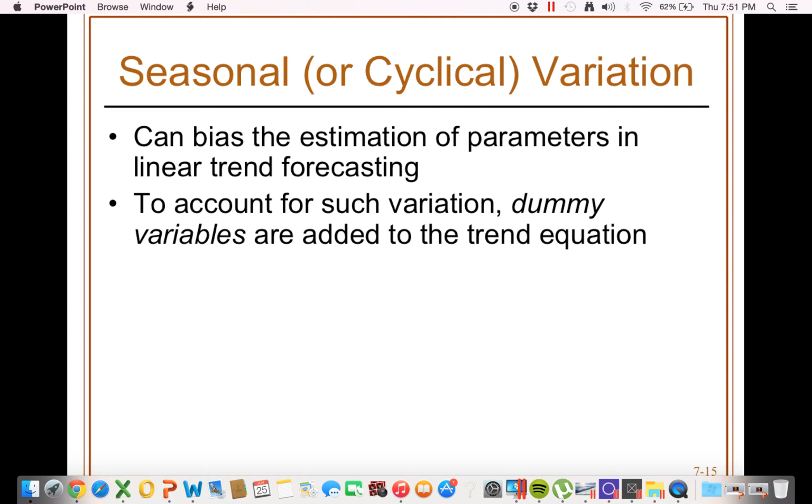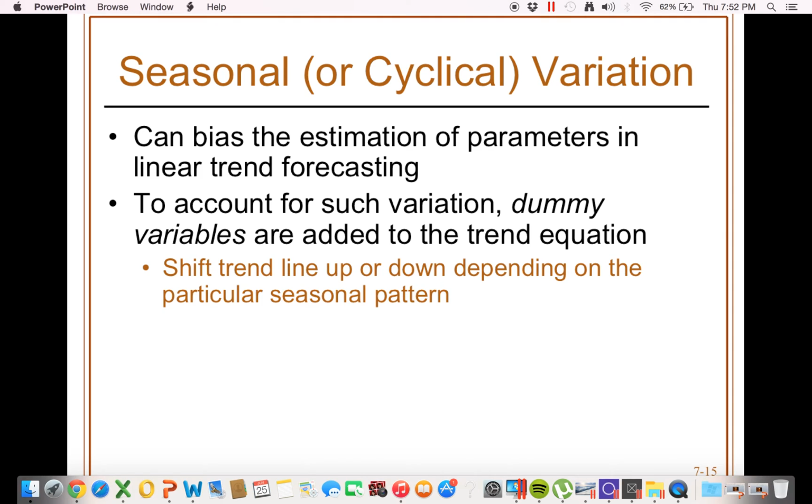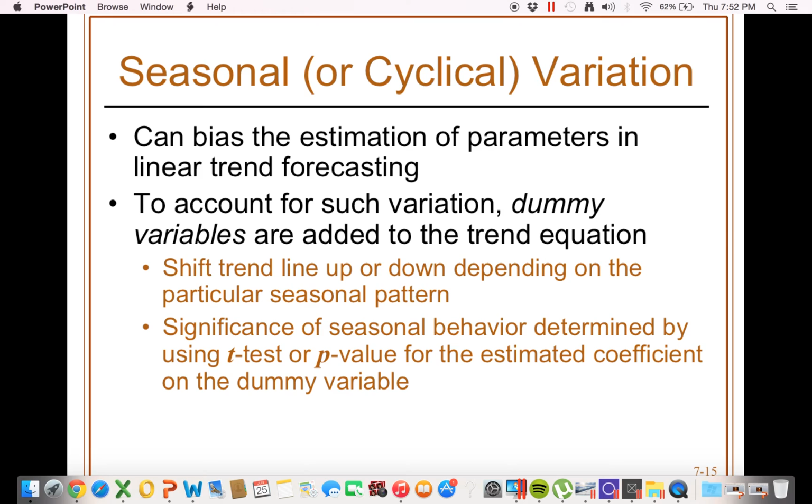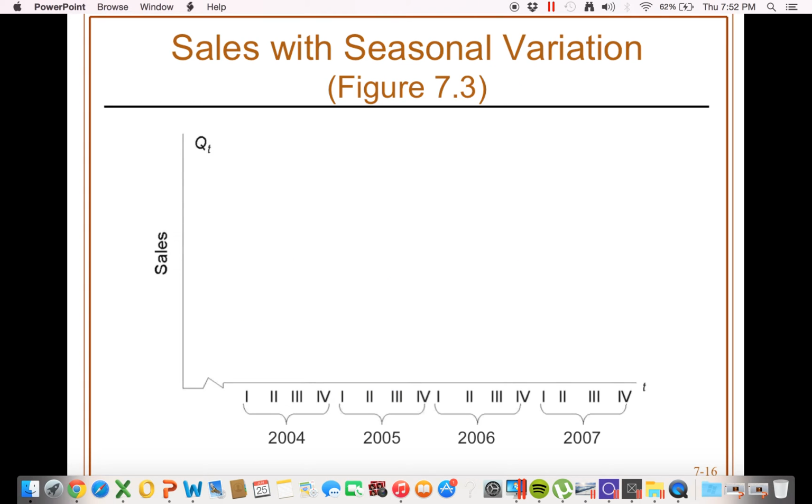To account for such variation, things called dummy variables are added to a trend equation. I think it's important for you to have a general idea of what dummy variables are. I don't think you need to get too in-depth here, but if you deal with a statistician later on, they may use the term, and this way you have a general idea of what they're talking about. These dummy variables are added to a trend equation. They can shift the line up or down depending on the particular seasonal pattern. And the significance of seasonal behavior is determined using the t-test or p-value for the estimated coefficient on the dummy variable.